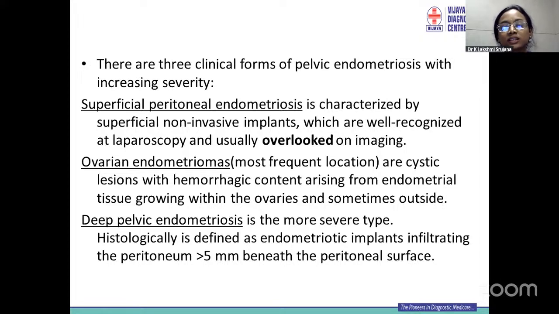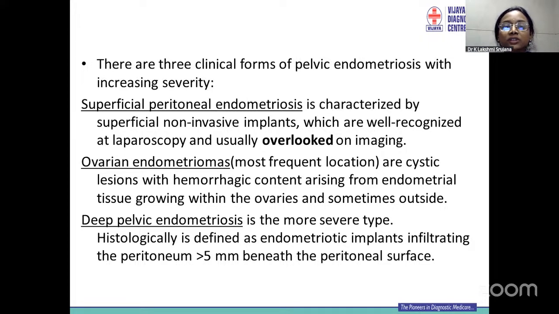The three main clinical forms of endometriosis with increasing severity are, first, superficial peritoneal endometriosis, which is not well recognized in imaging, and laparoscopy is the gold standard for its evaluation. Second, ovarian endometriomas. The ovary is the most common site for endometriomas. They are nothing but the endometriotic tissue which forms cysts with repetitive hemorrhagic content.